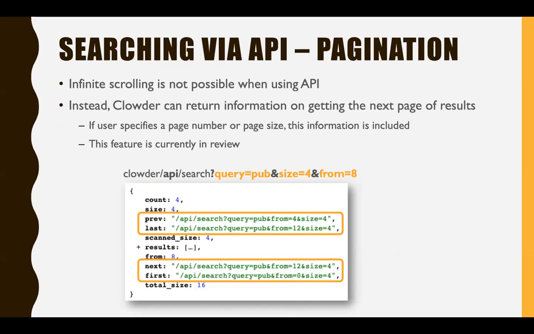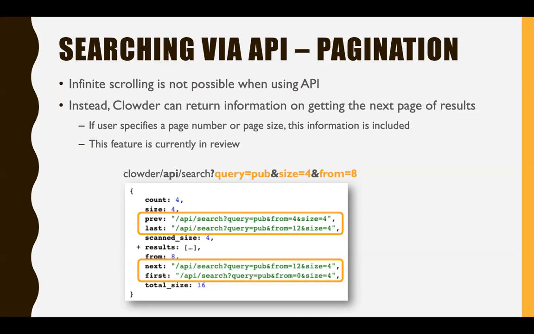Instead, what we've decided to do to make this a little bit easier for users is to return the information that you would need to get additional results. So if I've done an initial search and I've got 60 results and I don't see what I'm looking for, so I want to get the next 60, it would be nice for Clowder to return me the exact URL that I go to get the next 60 results in my result set. And that's what you see here.